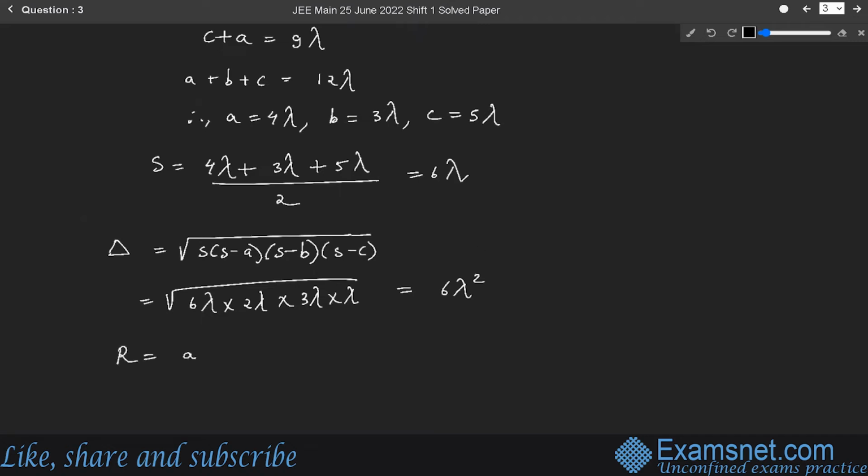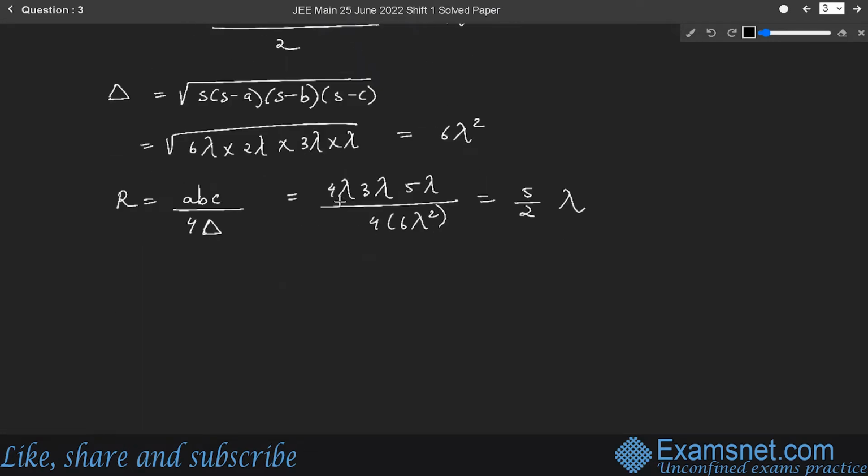Now R will be equal to ABC upon 4 into delta, which is the area. So it will be (4λ × 3λ × 5λ) divided by (4 × 6λ²). So it will be equal to 5/2 λ. This is the value for capital R.